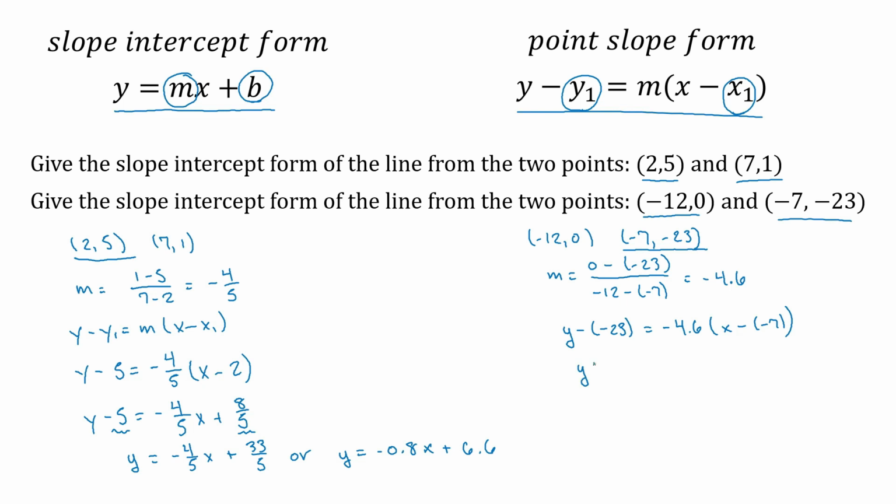Okay, so this is going to give me y plus 23 is equal to negative 4.6x minus 32.2. Combining like terms, I'm going to get y equals negative 4.6x minus 55.2.